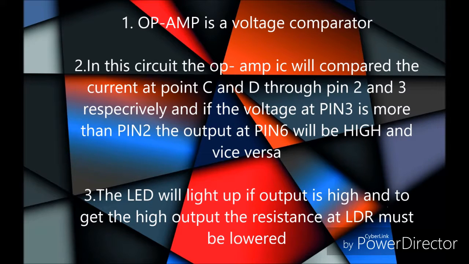The op-amp is a voltage comparator. Referring to the figure before, the op-amp IC will compare the voltage at point C and point D through pin 2 and pin 3 respectively, and if the voltage at pin 3 is more than pin 2, the output at pin 6 will be high, and vice versa. The LED will light up if the output is high, and to get a high output, the resistance of the LDR must be low.